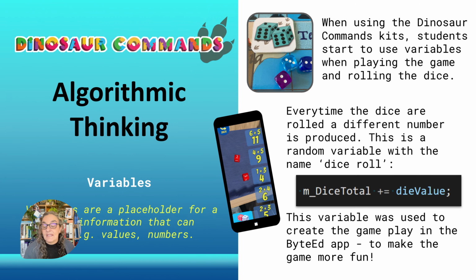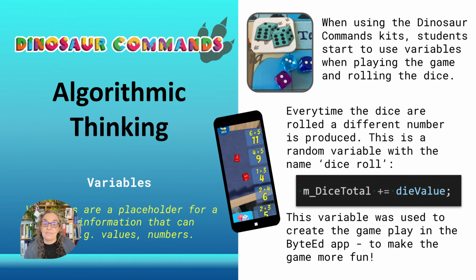When using the commands kits, the students will be using random variables. In this case, when they're playing with the unplugged kit, you can see that they are going to be using the dice for unplugged variables, for randomized variables. This can be done with the physical dice, or it can be done using the AR dice. The example that we've got here is actually from the apps program itself. So this is how we can show the name of a variable in a computer program.